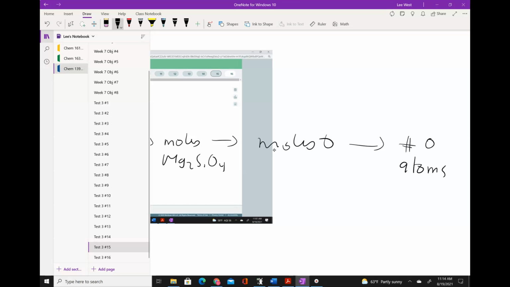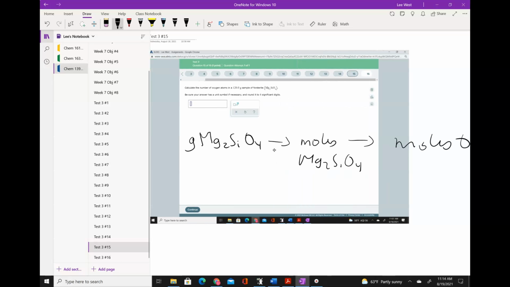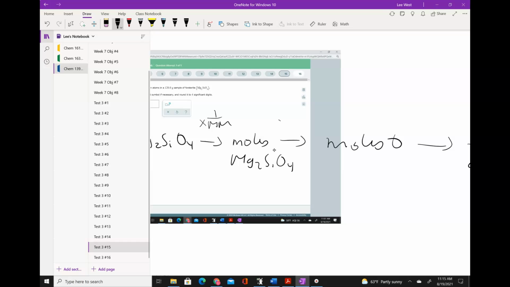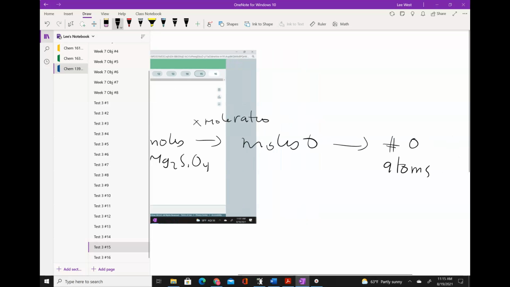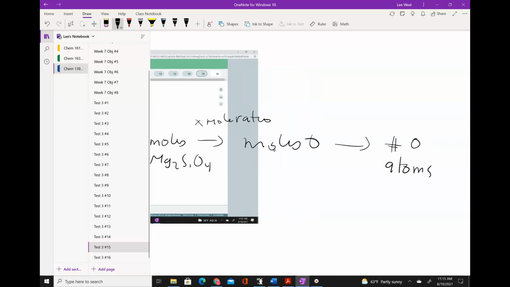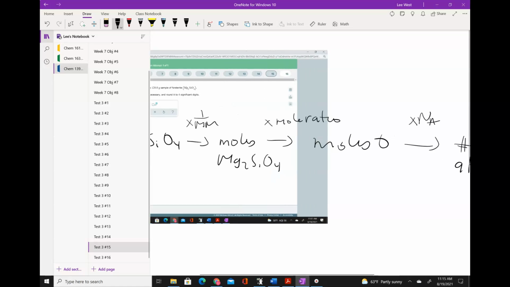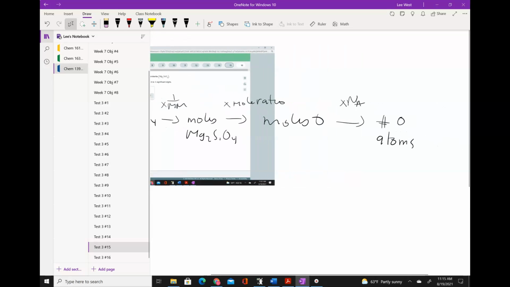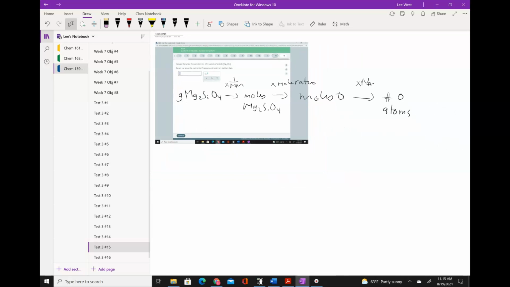Okay, so how do I do it? The conversion factor between grams and moles is the molar mass. So I'm going to multiply by 1 over the molar mass in particular. To get from moles of one thing to moles of another, I'm going to multiply by a mole ratio, which in this case we get 4 moles of oxygen for every 1 mole of the forsterite. And then to go from moles of something to the number of atoms, I'm going to multiply by Avogadro's number. So just knowing those conversion factors, and there's lots of diagrams that you've been presented with that will help you do that, that's really what you want.